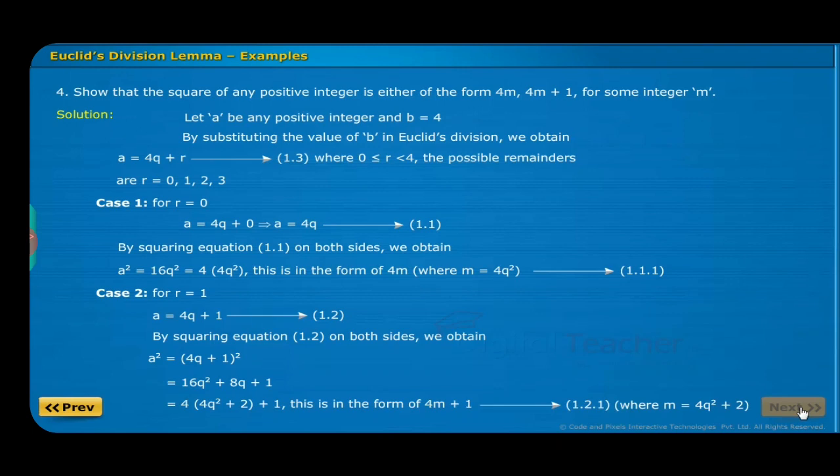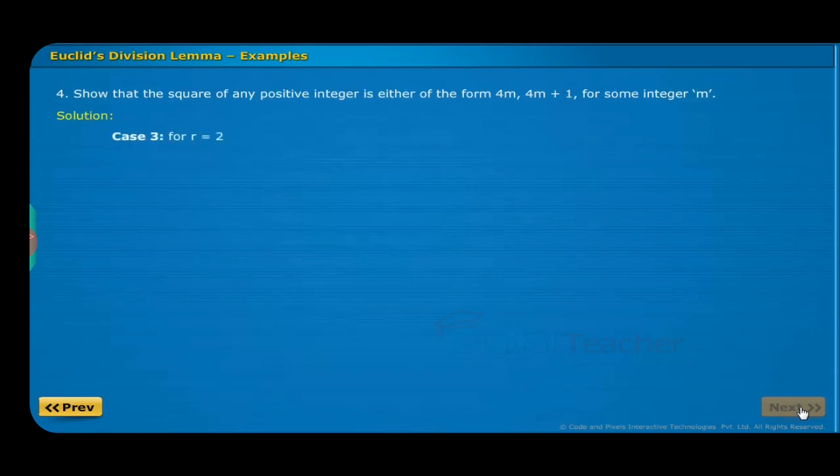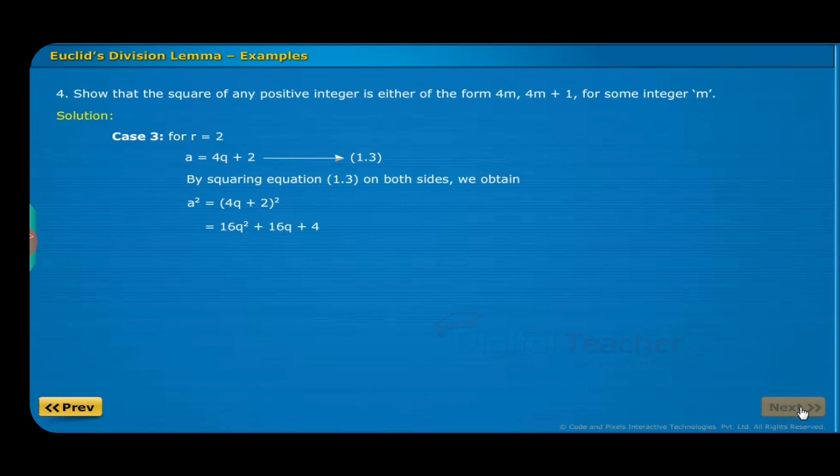This is in the form of 4m plus 1, where m is equal to 4q square plus 2. Case 3. For r equal to 2, a is equal to 4q plus 2. By squaring equation 1.3 on both sides, we obtain a square is equal to (4q plus 2) whole square, that is equal to 16q square plus 16q plus 4, which is in turn equal to 4 into (4q square plus 4q plus 1). This is in the form of 4m. Let it be represented as equation 1.3.1.